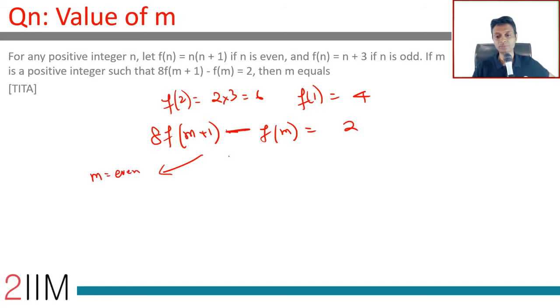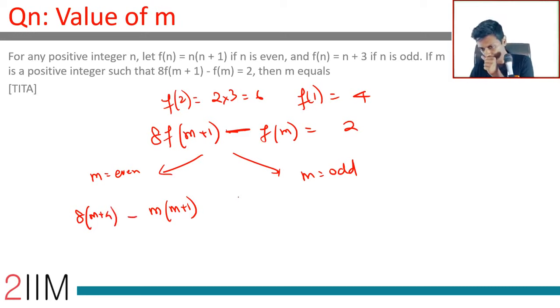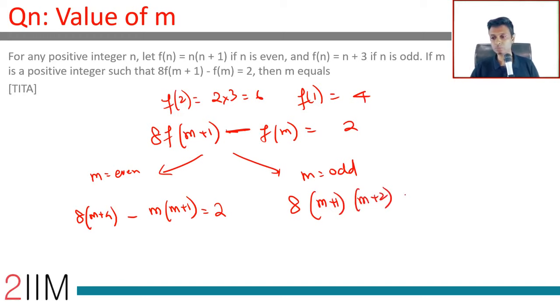M is even, m is odd. If m were even, f of m would be m into m plus 1. F of m plus 1 would be m plus 4. 8 times m plus 4 minus m into m plus 1 equal to 2. If m were odd, then m plus 1 is even. 8 times m plus 1 into m plus 2 minus of m plus 3.